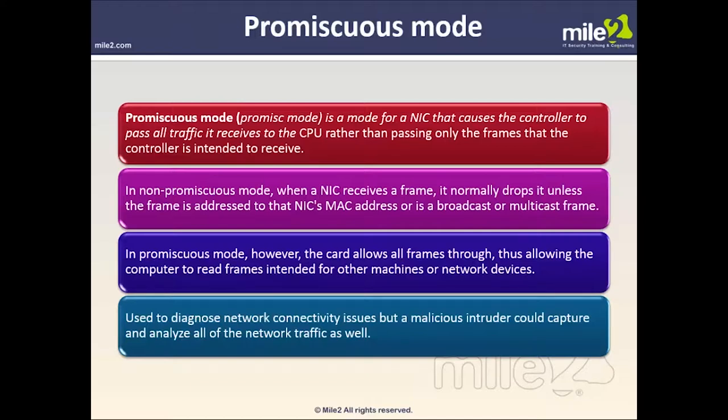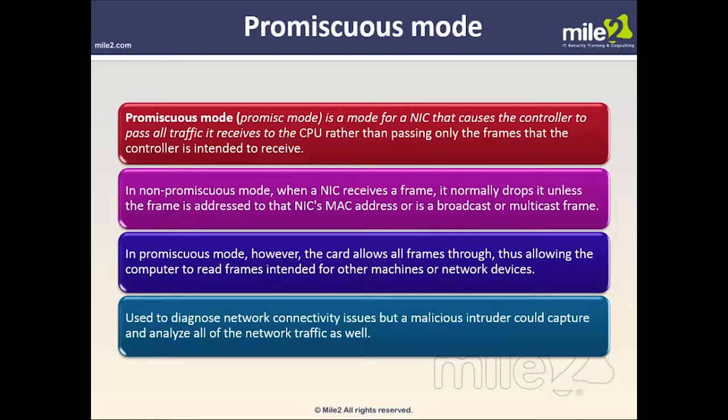In promiscuous mode, however, the card allows all frames through, thus allowing the computer to read frames intended for other machines or network devices. It's used to diagnose network connectivity issues also, but a malicious intruder could capture and analyze all of the network traffic as well. And again, this is very, very important: not all network cards are going to be able to be put into promiscuous mode.